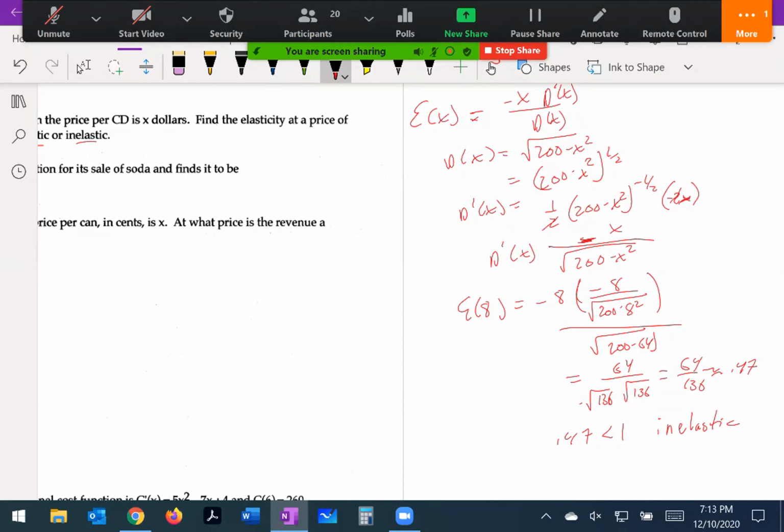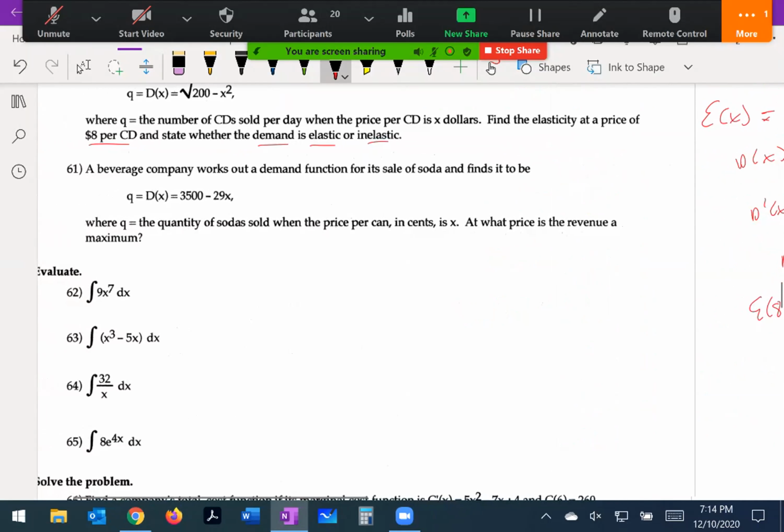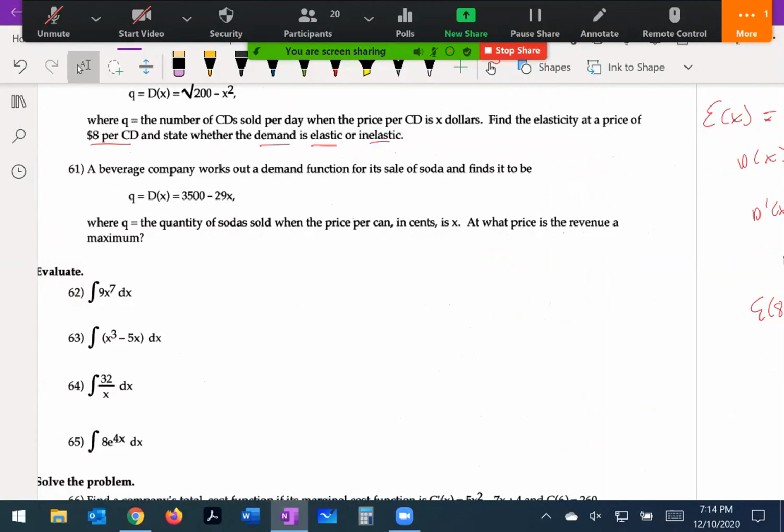Okay, what was the next one? Next one was 61. Okay, a beverage company works out a demand function, where Q is equal to the quantity of soda sold when the price per can is x in cents. Okay, at what price is the revenue a maximum?